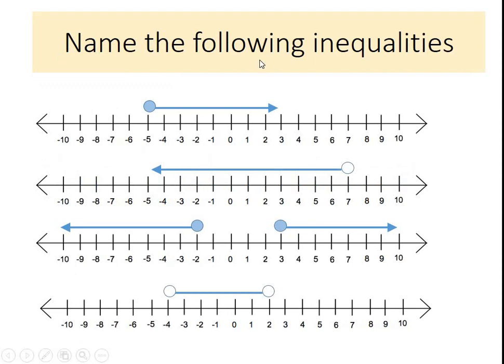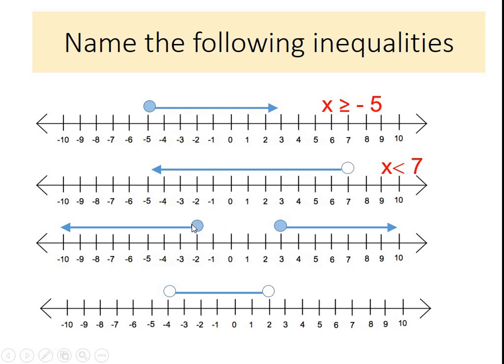So here are some inequalities on a number line. If you're asked to name them, you would use the same symbols. So we would call this x is greater than, because the arrow is pointing in the same direction. It's filled in, so we have a line under there, and the circle is on -5. So this one, x, an open circle, so we won't have a line underneath the symbol. The arrow's pointing towards the lower numbers, and so x is less than 7.